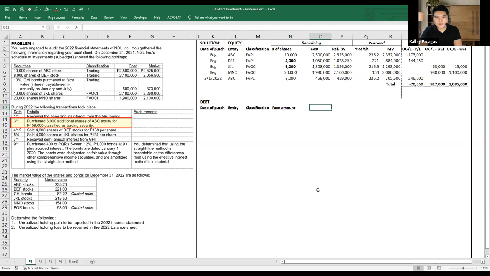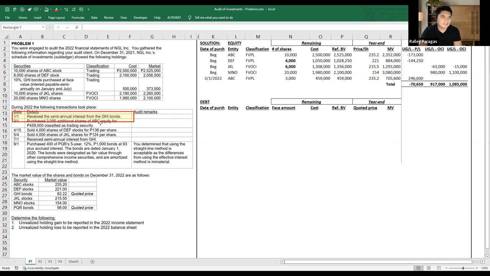Lagay mo rin dyan yung acquisition cost definitely. Meron ka ring reference book value. And then instead na price per share for debt, ang lalagay natin dyan is the quoted price. Okay, para makuha natin yung market value eventually. So same yan, no? Ito yung remaining face amount. Meron kang year end. And then meron ka ring determination kung ano yung i-recognize mo sa income statement, etc. Okay. So unahin muna natin. Analyze natin. Then explain natin how do we actually fill up this subledger.